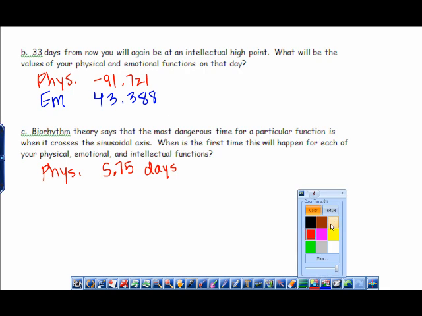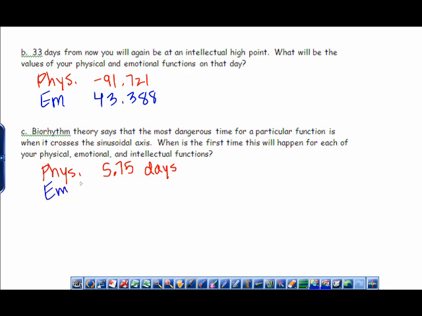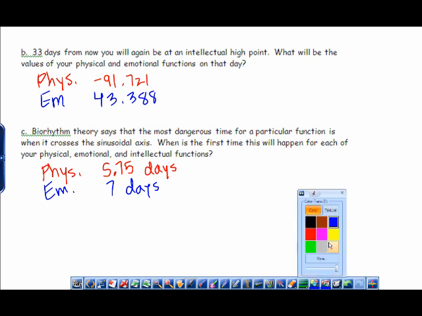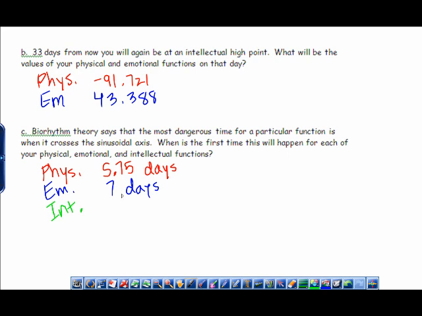Okay, so let's check that out. Let's write this down and see if that would have worked for the physical. Could we have just divided by 4? Well, what is 23 divided by 4? This is just using the understanding of critical points. And to find the third one, I'm going to do 33 divided by 4. So lots of different ways to come up with your answer here. 8.25. Could have also used the calculator. So intellectually, 8.25 days.